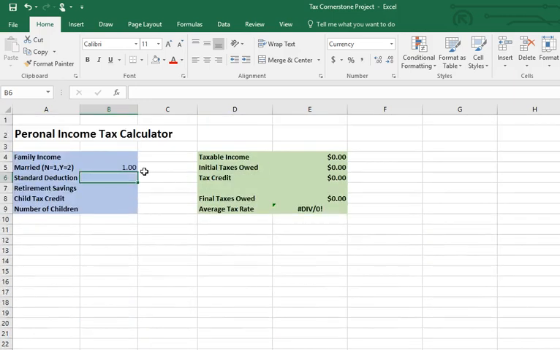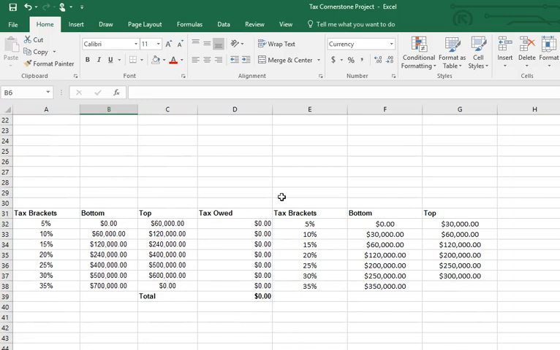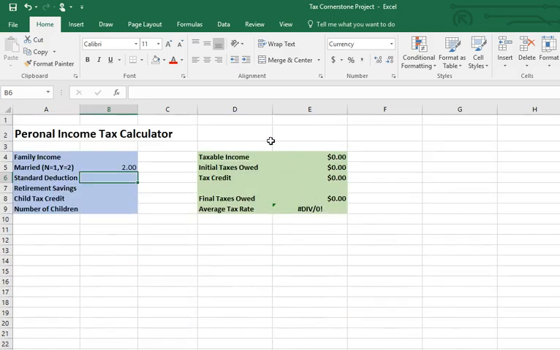Then we said, what if you're married? Well, then you come up here and put in a 2. If you put in a 2, now it's married filing jointly, which means it's going to take all the single brackets and just double them. Then it'll use those numbers to calculate your taxes owed, which we're not going to do on this video. We'll do that on a future video. Actually, I'm going to use it on this video, but I will show you how to do these calculations on a later video.